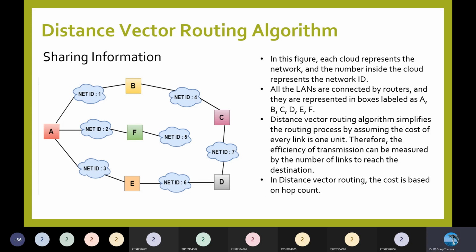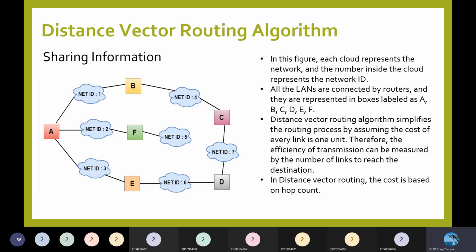The distance vector routing. In this figure, all the LANs are connected by routers. Each LAN is a network, and each network is connected to a router. They are represented in the form of boxes. These colored boxes labeled A, B, C, D, E, F, G all play the role of routers. This network ID cloud is the network, and these are the routers.